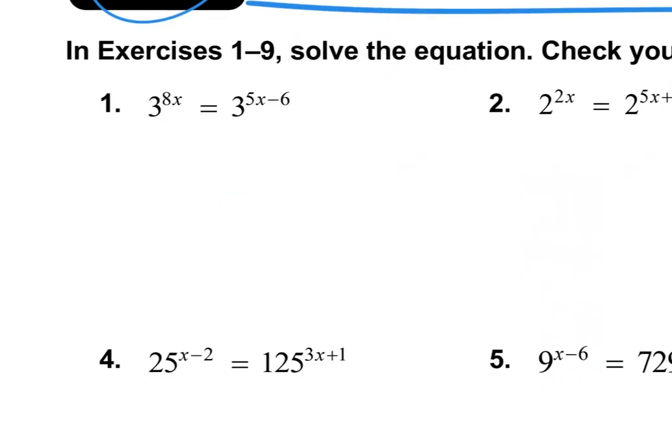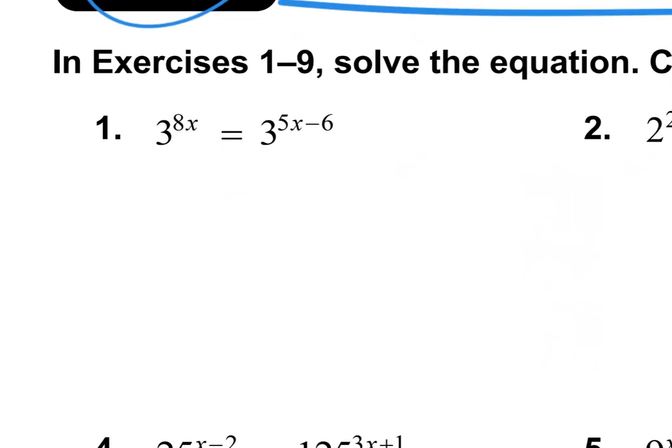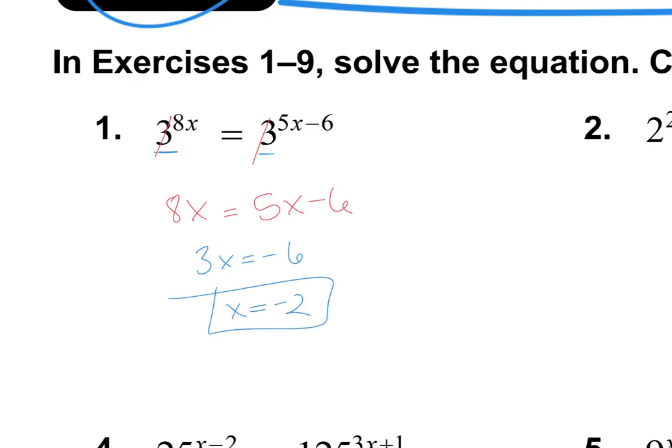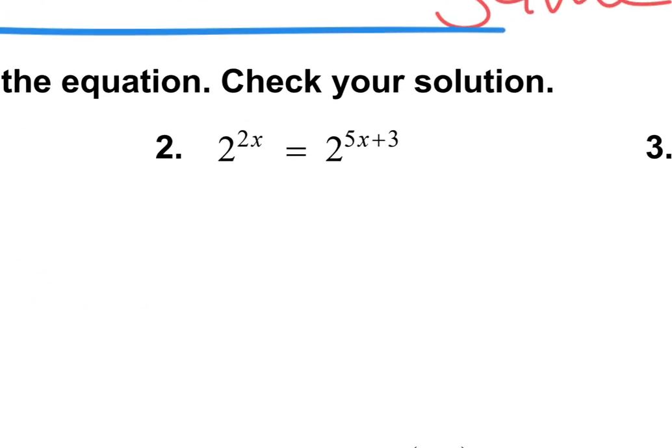So the deal with this is, hey, we have this 3 as a base, and we have that 3 as a base. That's the same base. So we can pretty much ignore them. Because if the bases are the same, the only way for this thing to truly be equal is if their exponents are equal. So now this is just solving. I'm going to subtract 5x to get 3x. Divide by 3 to get -2, and we're done with that one.